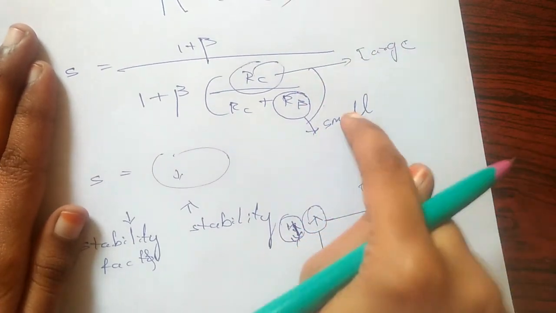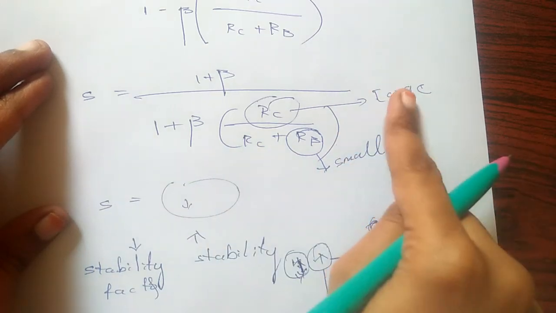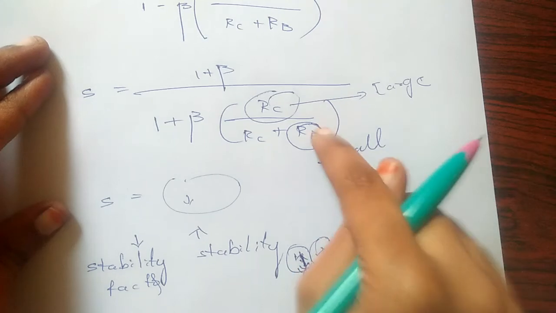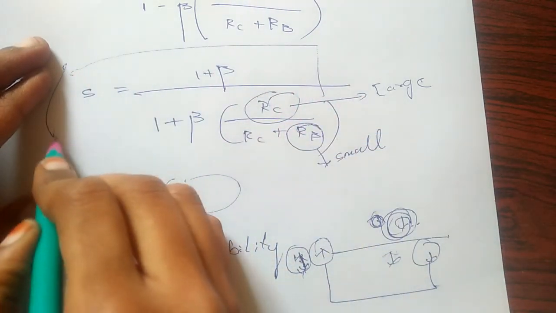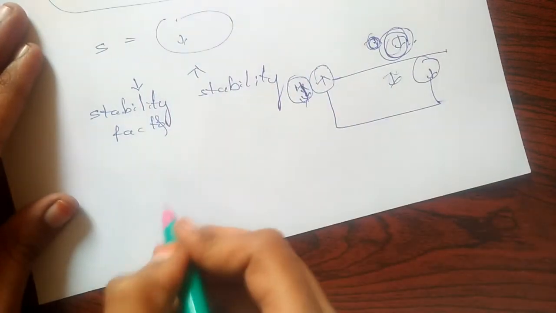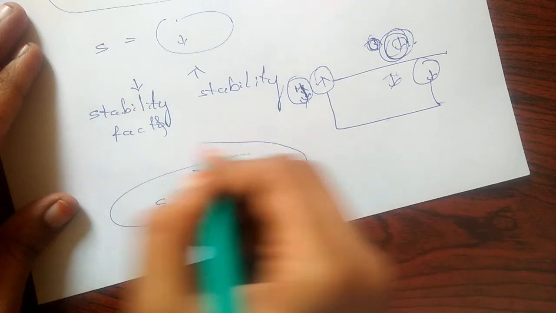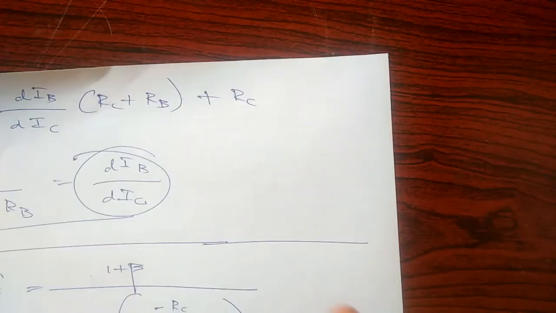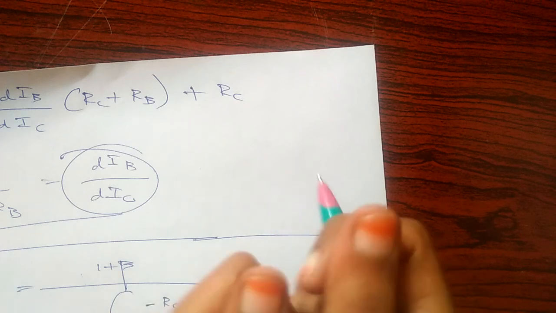These are the two factors that you have to note here for the stability factor. If you maintain RC large and RB small, then you may have the chance to reduce s to something similar to 1 plus beta, which is very small. So if the stability factor is very small, then the stability is increased, the Q point will be at a particular stable point. Then the loss of information may not happen. So your circuit is safe.